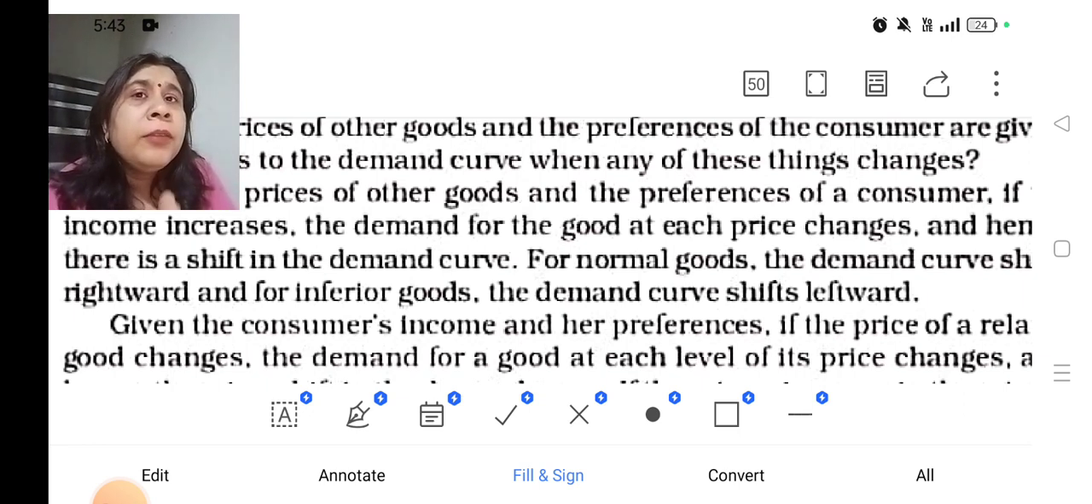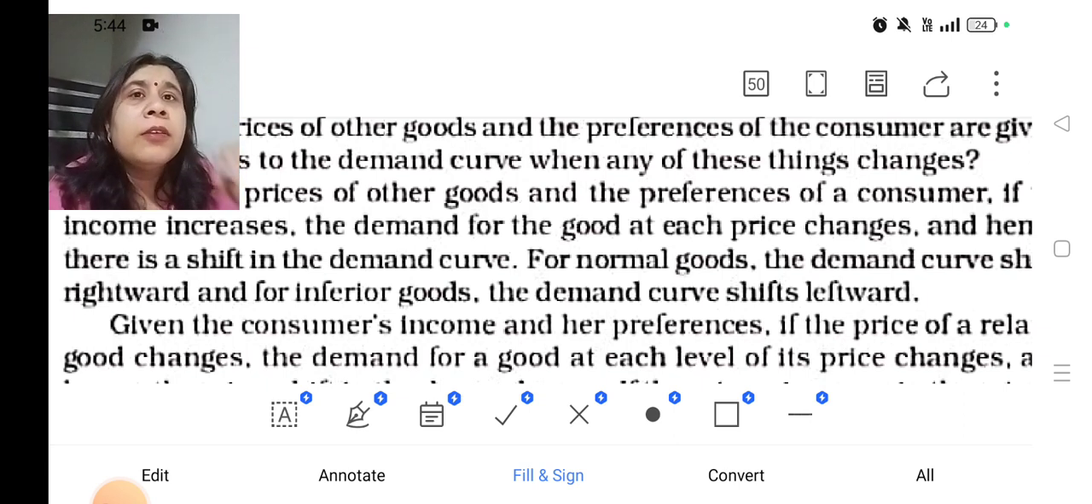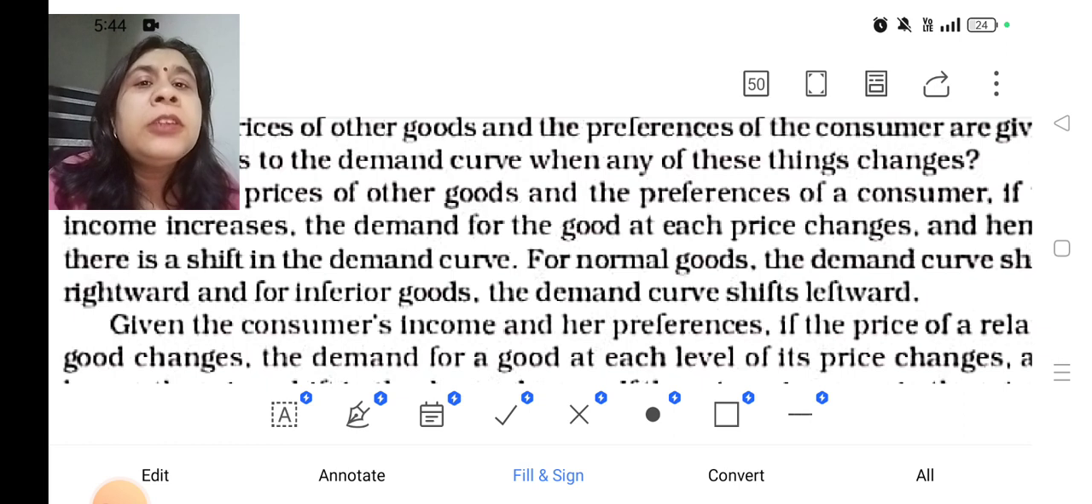I'll repeat again. Price does not change, but what will happen if the income of a consumer changes? For example, apples were available at 100 rupees per kg. They are still available at the same price, but the income of a consumer has shifted from, for example, 10,000 rupees to 20,000 rupees. So now in that case, even at the same price, the consumer will demand more. This will bring a shift in the demand curve. We will also learn it graphically.